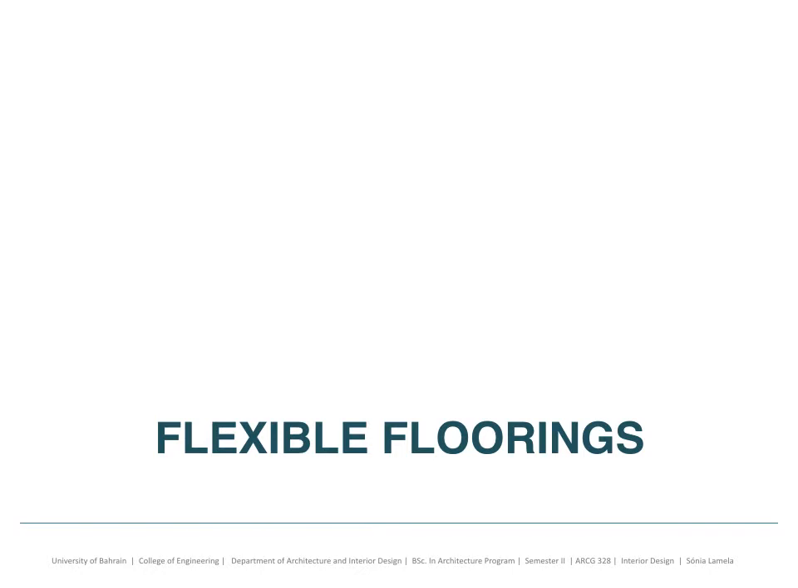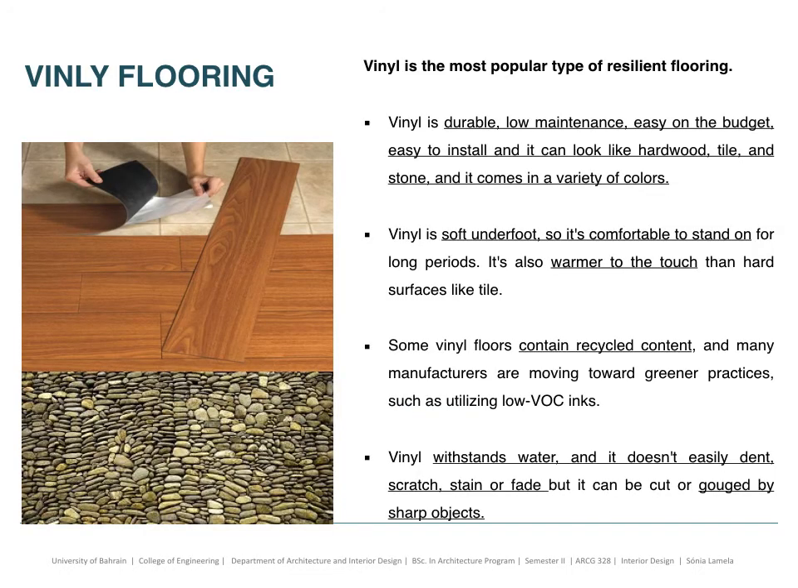Now, talking about flexible floorings, we'll see some different types. The first one that we'll talk about is vinyl flooring. This is the most popular type of resilient flooring. It's durable, low maintenance, easy on budget, easy to install, and it can look like hardwood, tile, or stone. It comes in a variety of colors. It's also soft underfoot, so it's very comfortable to stand on for longer periods.